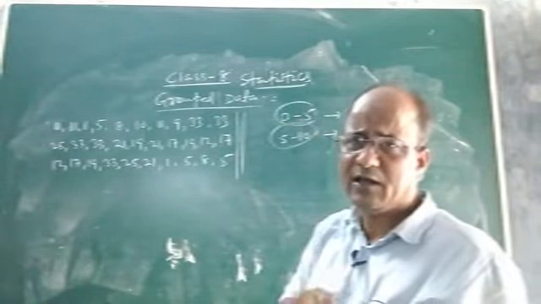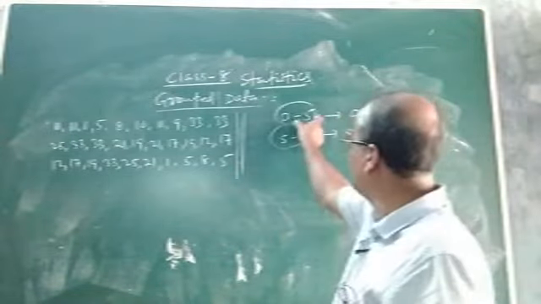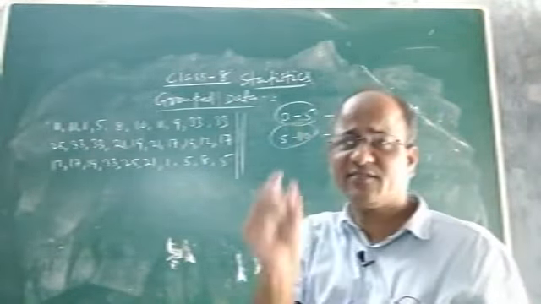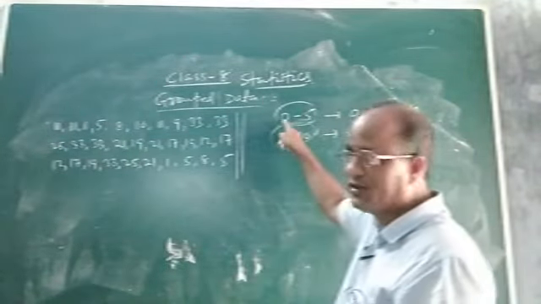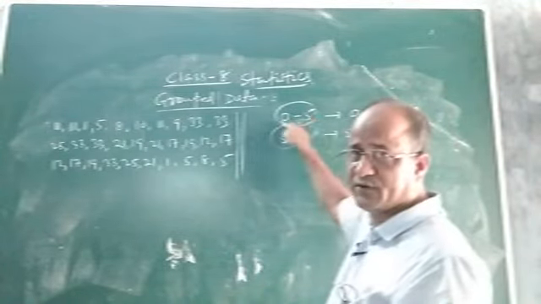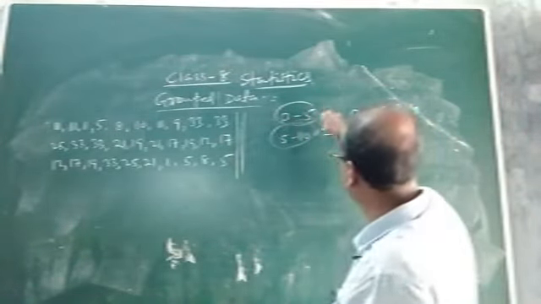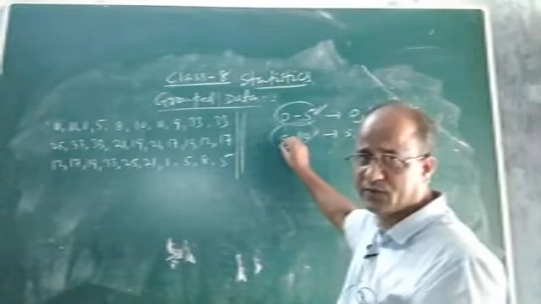So what is a group data? Group data means it is a group which restricts some observations in between two limits. Here one limit is 0, the other limit is 5. See, 0 to 5 means 5 is not included. This 5 is not included. It will come in the next group, you see.